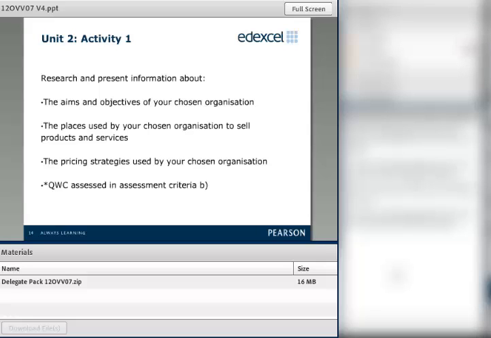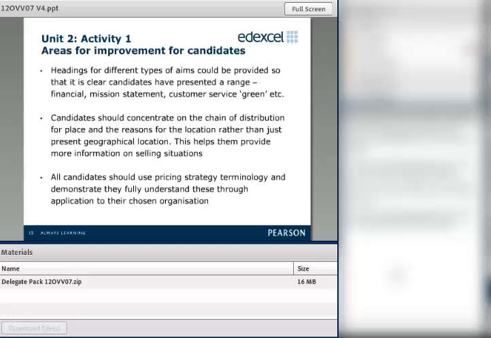Okay, so let's look at some of the areas that they could improve on. When we're looking at aims, it would be good if the candidates presented a range, because sometimes they tend to focus on just financial or mission statement. It would actually be quite good if they looked at different types, and if they actually put headings in, so we know that they know the difference between them.